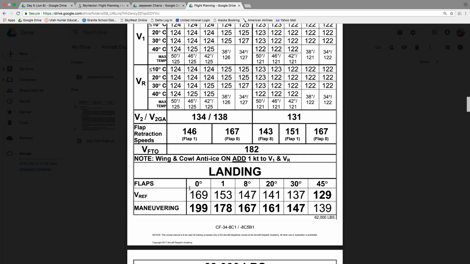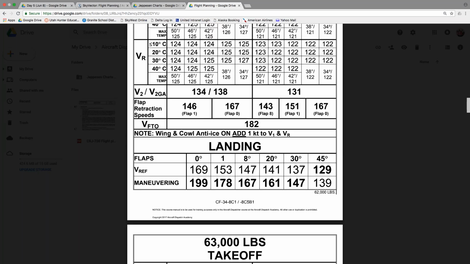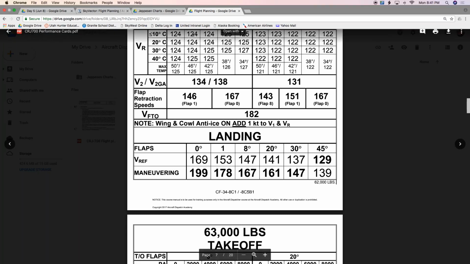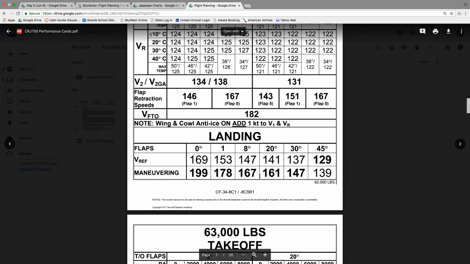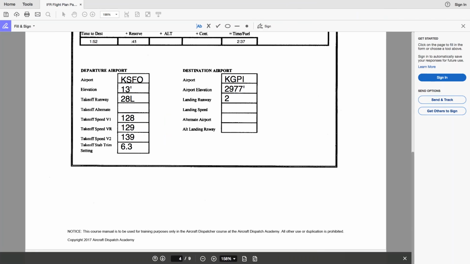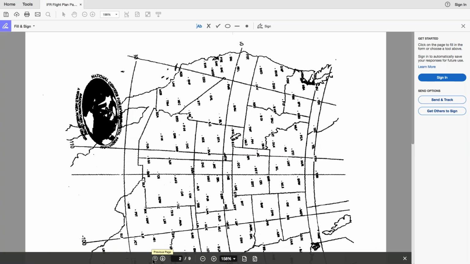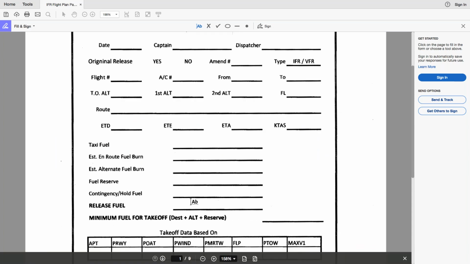Okay. So 62,000 pounds. In the bottom here, you can see where it says landing. What flap setting do we use for our landing? 45. So VREF is our landing speed, 129 knots. Don't have an alternate airport, don't have an alternate landing runway. So there you go. Another chart bites the dust. Now we just put it all onto here.